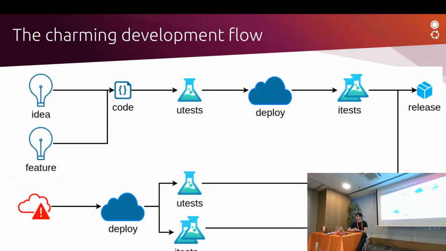Now let's talk a little bit about the charming development flow. What do you do when you develop a charm? So. Typically, you start with an idea, like an application that you want to charm, or something that you want to implement, or a feature that you want to add to an existing charm. And then you go over to writing some code, writing some unit tests, iterating between the two as needed.